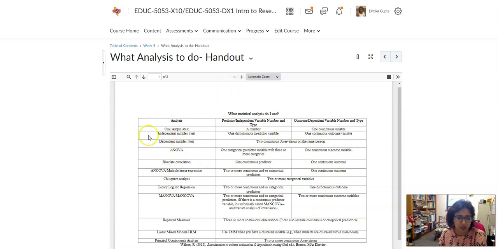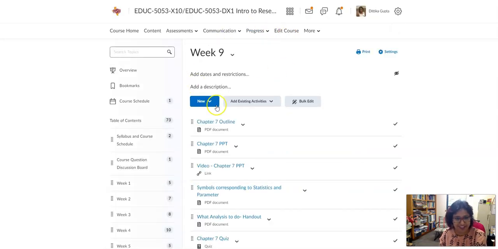Mostly in applied research, once again, we cover the one sample, independent, dependent, and ANOVA, and bivariate correlation. Those are the five that are covered in applied research, but it definitely depends on the professor that you have and everything else. So this is not a document that you really need for this course, but I wanted to give it to you so that you have it for future reference.